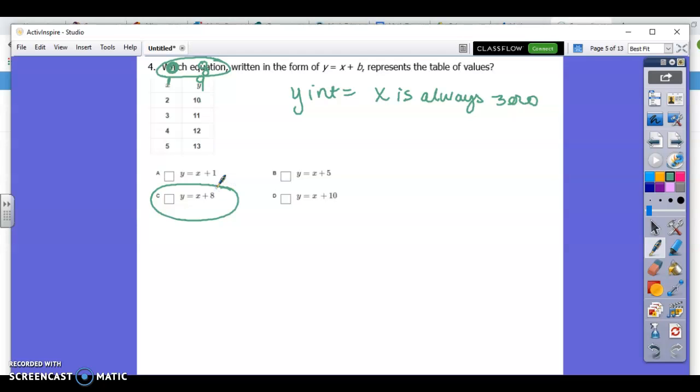There's another way you could solve this. When you look at this, this says in order to get y, you take x and you add 1. So if I take my x, which is 2, and I add 1, I get 3 and not 10, so that's not it. This one says you would add 5 to x. 5 plus 2 is 7, not 10. This one, 8. 8 plus 2 is 10. 8 plus 3 is 11. 8 plus 4 is 12. And 8 plus 5 is 13. And this one just doesn't make sense. 10 plus 2 would be 12, so that's not it. So there's two different ways that you could have found the answer.